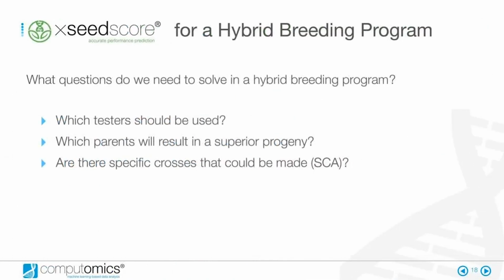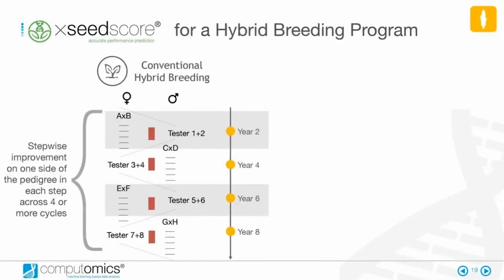Which questions do we solve in a hybrid breeding program? We support you in identifying the best testers. We can tell you which parental crosses will result in superior progeny. And we give you a good understanding of GCA and can identify cases of good special combining ability.